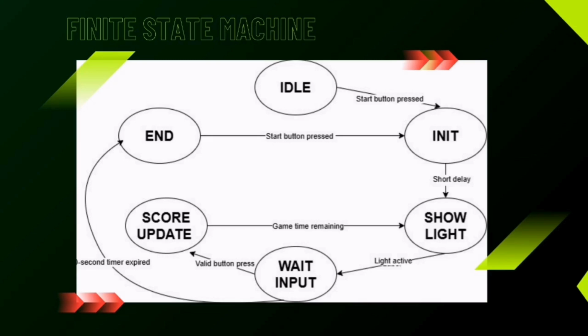The 60 seconds timeout provides a clean transition to the end state. The complete cycle concludes with a return to idle upon a subsequent start button press, demonstrating the machine's re-entrant design. This FSM architecture provides robust control flow while maintaining clarity in game state management and transition logic.